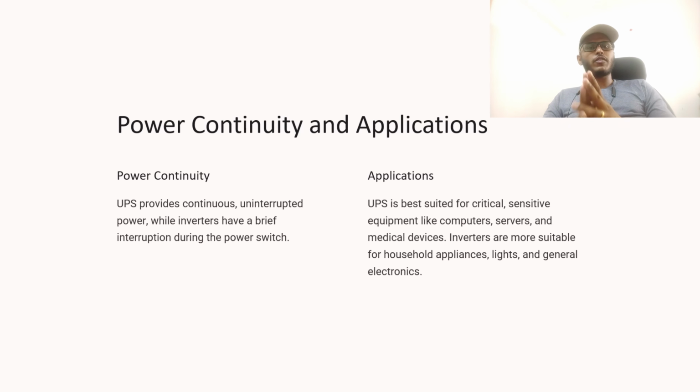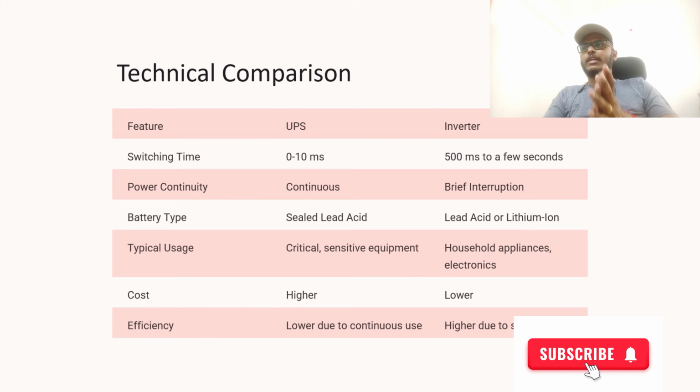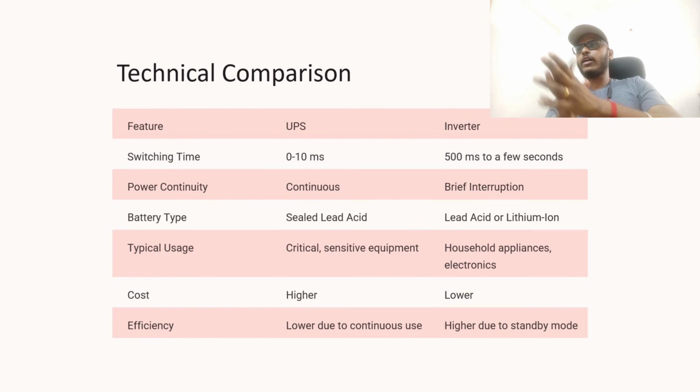Applications: a UPS is best suited for critical sensitive equipment like computer servers and medical devices, where we need an instant power backup or continuous operation. Whereas inverters are suited for household appliances, lights and general electronics. So let's go into all the data and explain this particular slide, the technical comparison.